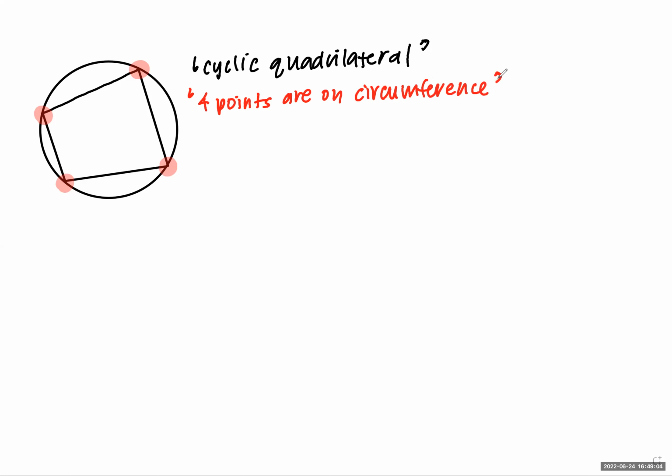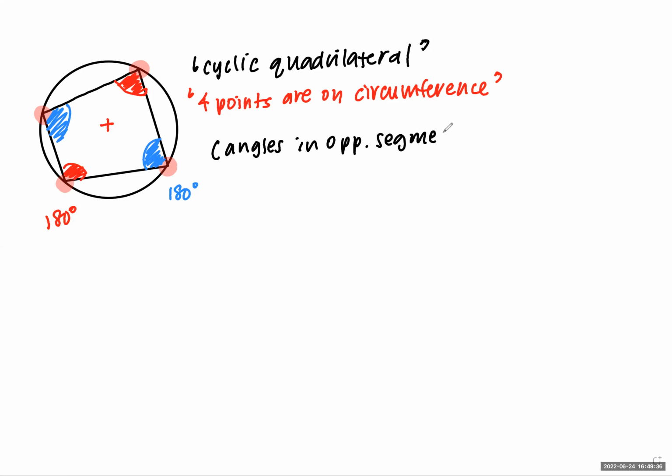Now, when they are on the circumference, we know that this angle plus this angle is 180, and this angle plus this angle will be 180 degrees. Get it? So this property you need to memorize, and it's called angles in opposite segment. And that is property number 3.